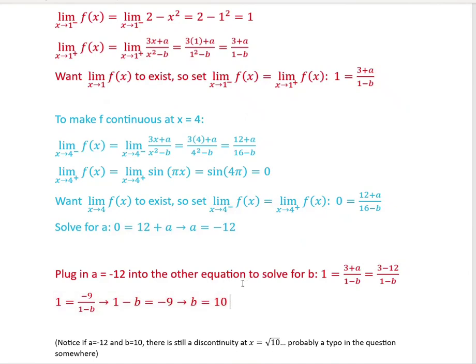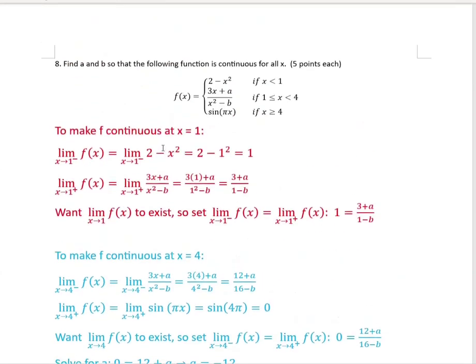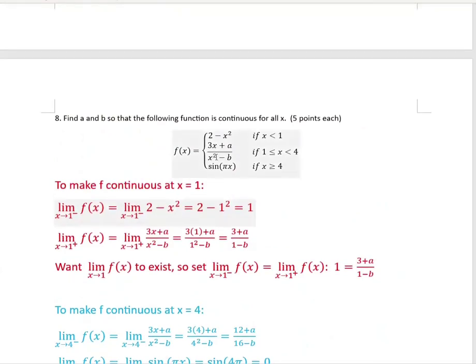But there's a problem because notice, if a is negative 12 and b is 10, there's still a discontinuity. So when b is 10, when x is square root of 10, then there's still a discontinuity. There's an asymptote there. What is square root of 10? Square root of 9 is 3, so it'll be a little more than 3, but it'll be less than 4 because square root of 16 is 4.